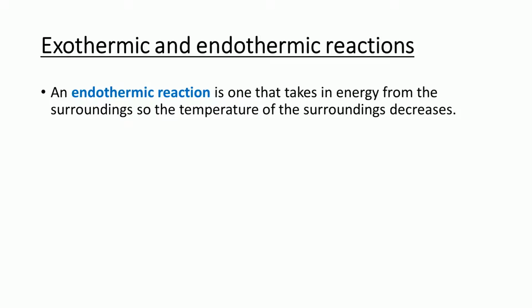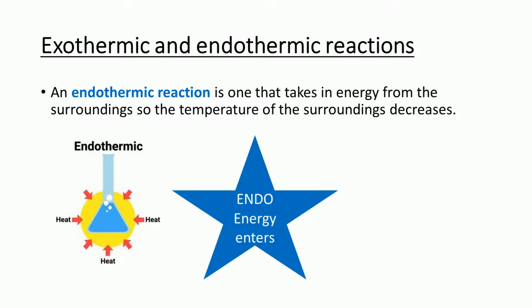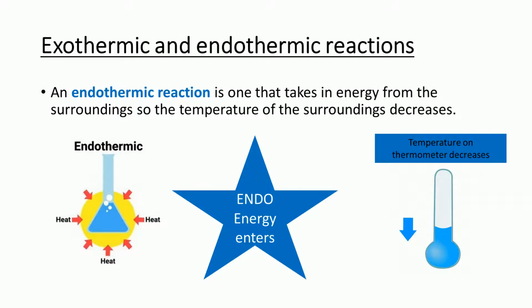Endothermic reactions. An endothermic reaction is one that takes in energy from the surroundings, so the temperature of the surroundings decreases. So with endothermic, our energy is entering. That's one way you can think about it. Again, it can be heat, light, or any form of energy, but it's usually heat or light. Endo means energy is entering our chemical reaction. And if we had a thermometer, the temperature would decrease. So in endothermic reactions, energy is entering, and a thermometer would show that the temperature is decreasing.